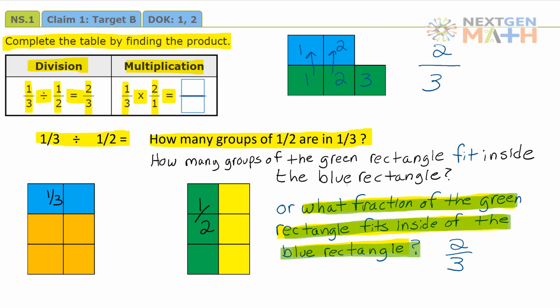So let's go ahead and go back to our original problem. 1/3 times 2/1 is equal to 2/3. And we've shown that using a model, but we also know we could solve it this way: 1 times 2 over 3 times 1 is equal to 2/3. So all we need to do is multiply the numerators and multiply the denominators, and we get the answer.